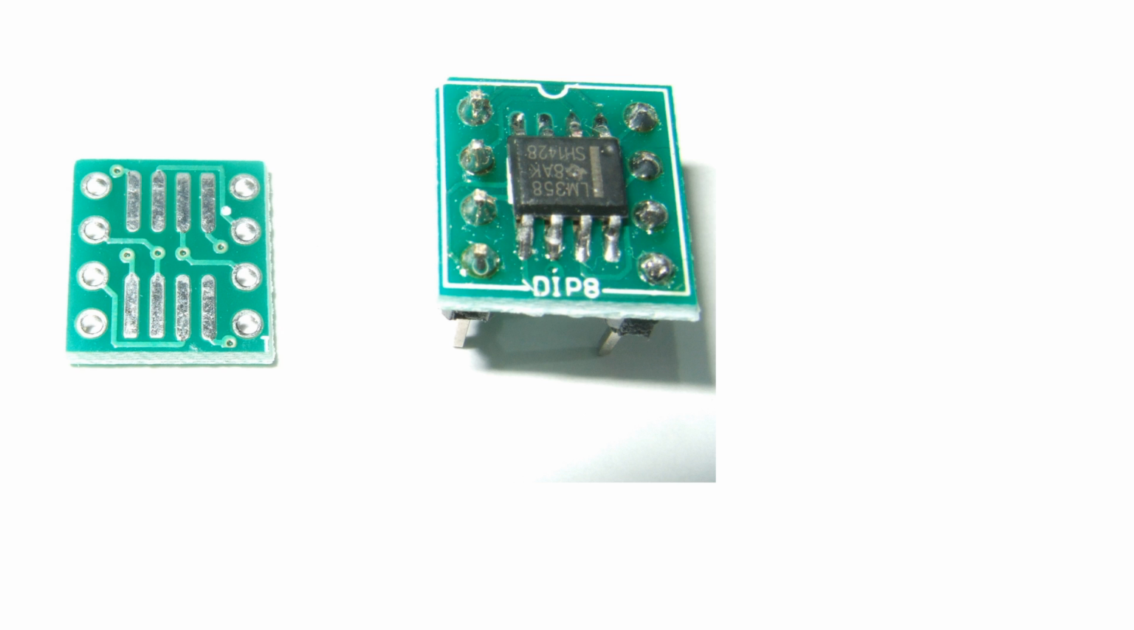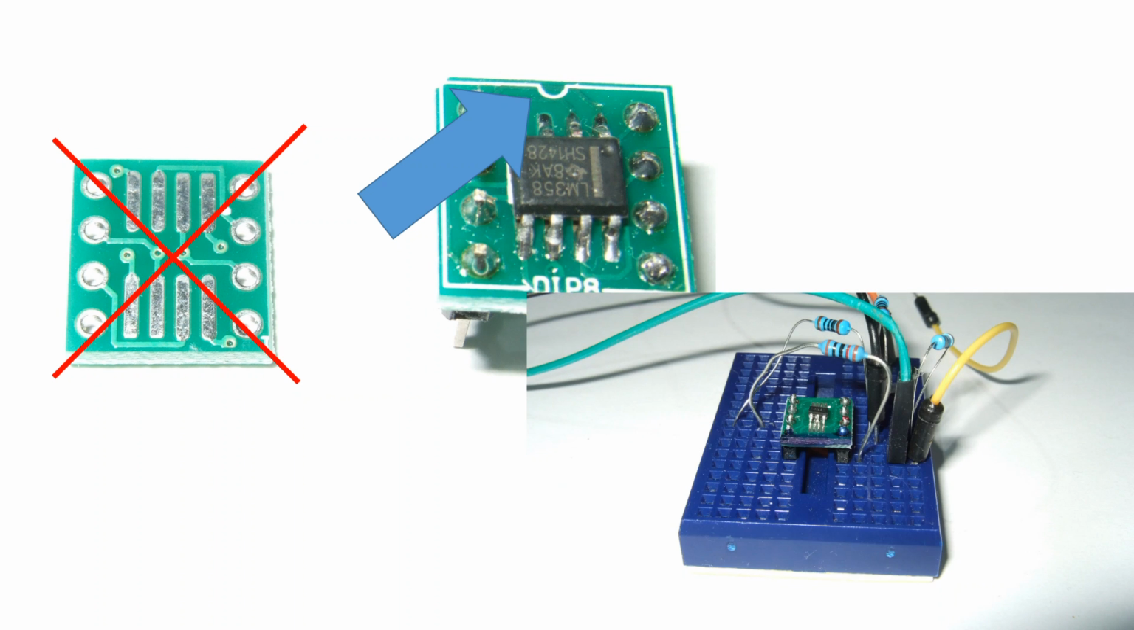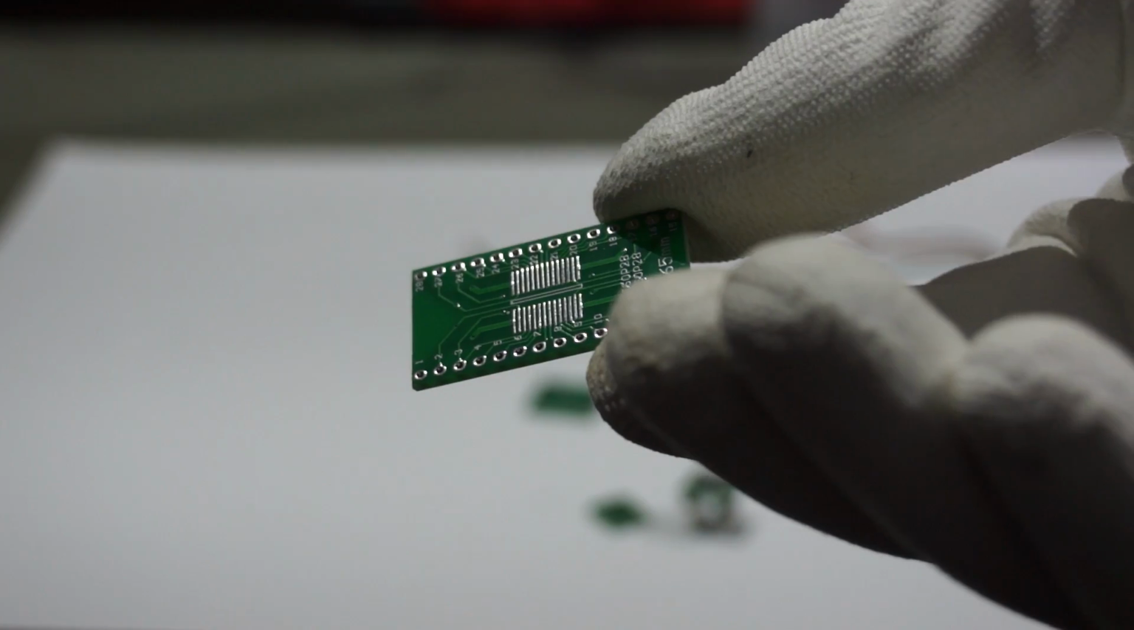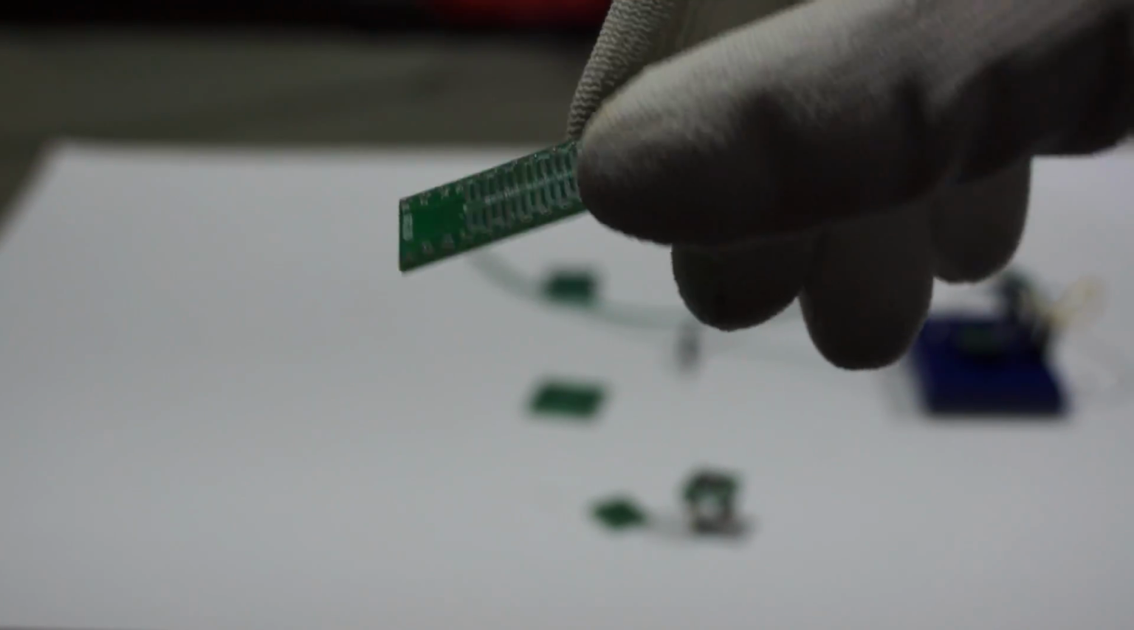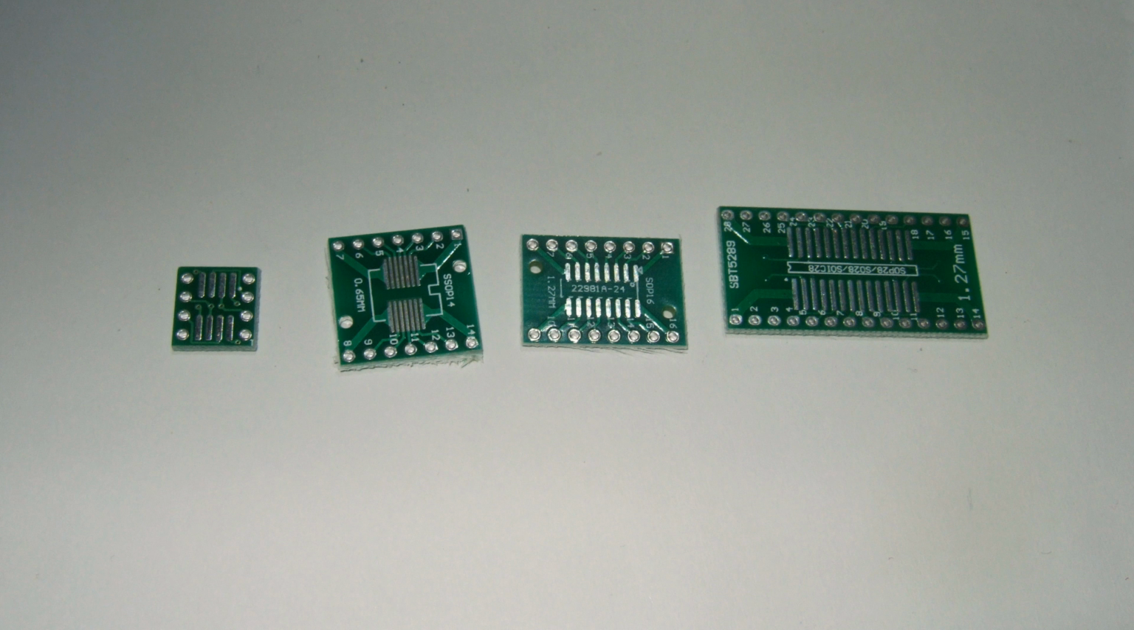Pay attention that you get these PCBs with a proper silk screen. Otherwise, you always have to mark the pin 1 with a pen. They have two different sides for two different chip sizes, and they come in many different sizes. I bought a few of the sizes I most often use.